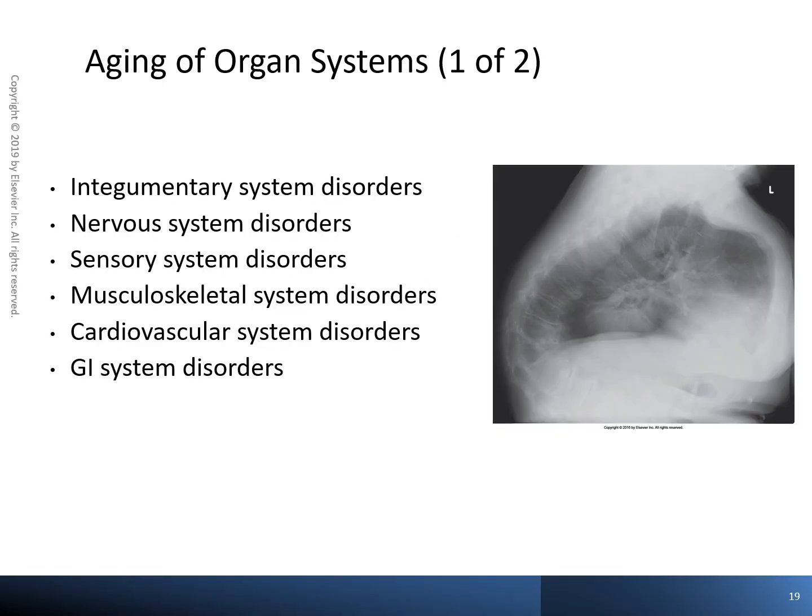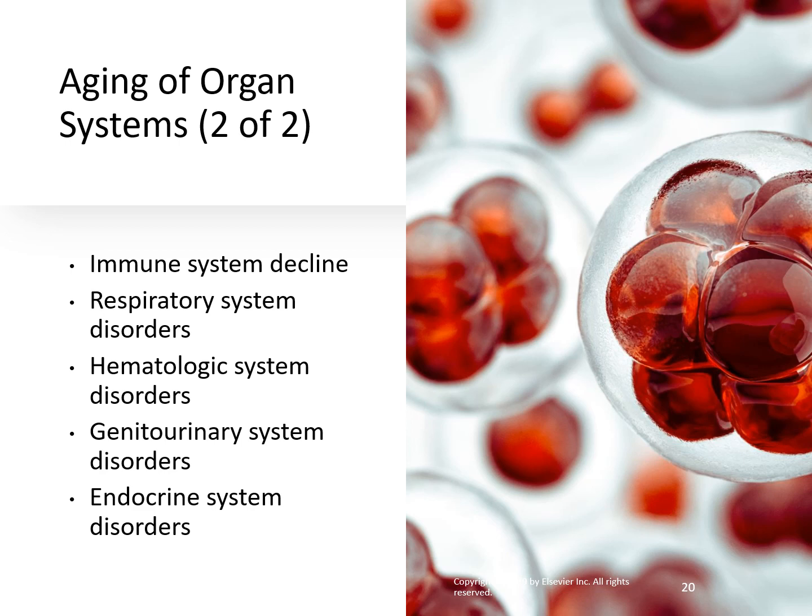Okay. All right, so organ systems that age: the skin, the nervous system, sensory system, part of the nervous system, musculoskeletal system, cardiovascular system, and the GI system. Okay. Immune system, respiratory disorders, hematologic, that is making blood cells, not just red, but white blood cells and platelets too.